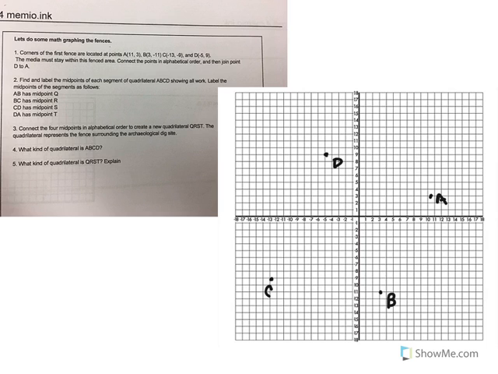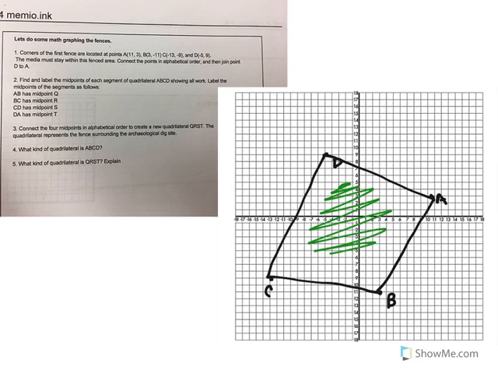Okay. So now I connect my points. Get this here, this here, this here, and this here. Okay. So now I have my quadrilateral. It says the corners of the first fence are located at points A, B, C, D. The media must stay within the fence area. So the media has to stay in here. Connect the points in alphabetical order, then join point D to A. Okay, we did that.